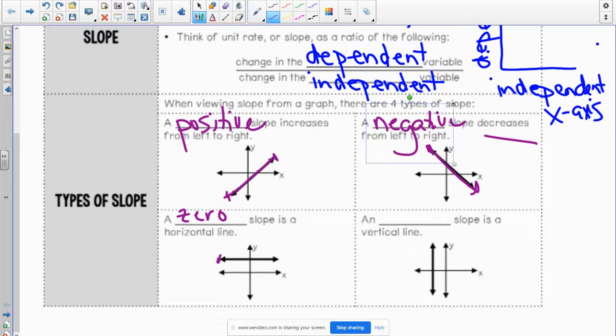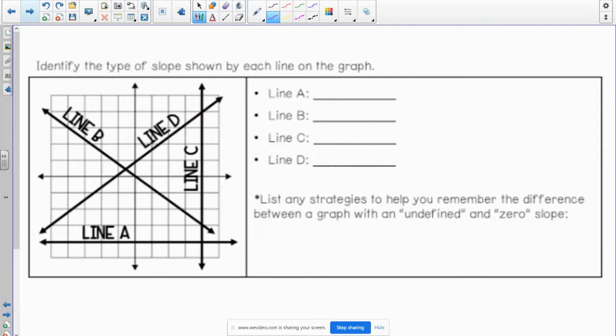And this one, when it's straight up and down, if you think about this, that would be a really crazy slope to ski down, but that is known as an undefined slope. Now, I apologize right now for the messy writing, but I lost my pen, so I have to do it with my fingers.